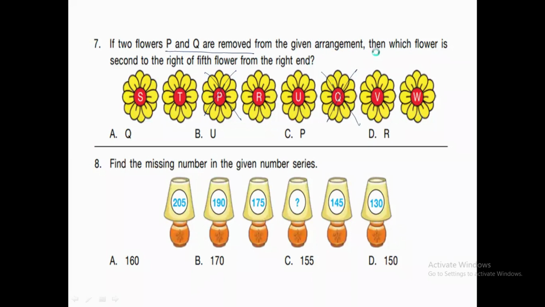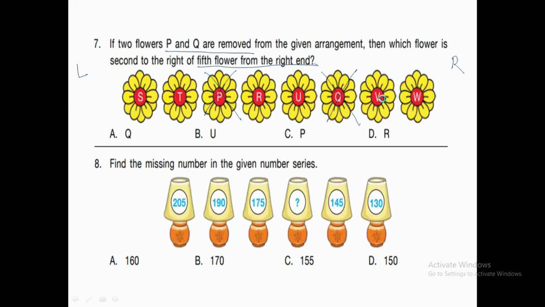Now the question is saying, then which flower is second to the right of the fifth flower from the right hand? So first we need to find out which flower is fifth from the right hand. As you all know, this is the right side and this is the left side. So what do we have to do now? Which one is the fifth flower from the right hand? So we need to count fifth from the right hand.